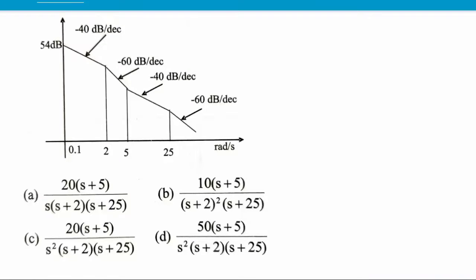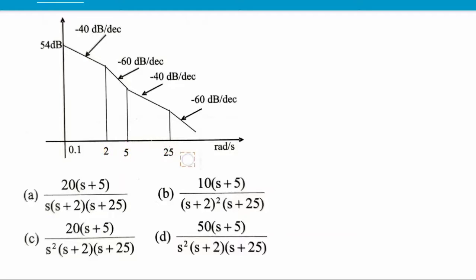Welcome to question bank. Today's question is: the Bode magnitude plot is given and we are asked for the system transfer function. For this problem we first have to point out the corner frequencies. What are the corner frequencies? The corner frequencies are 2, 5, and 25. These are the three corner frequencies.